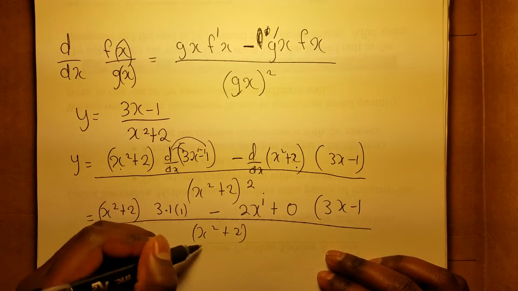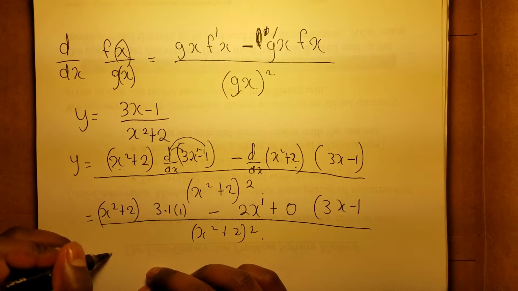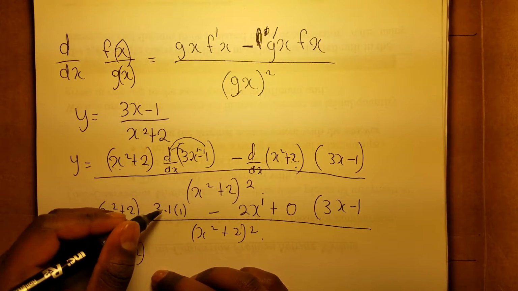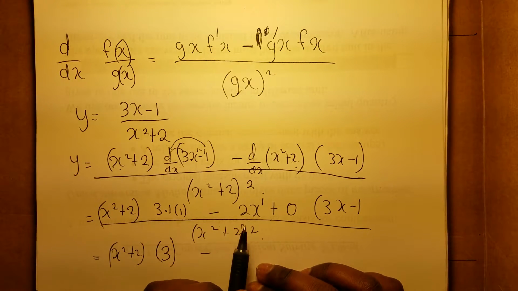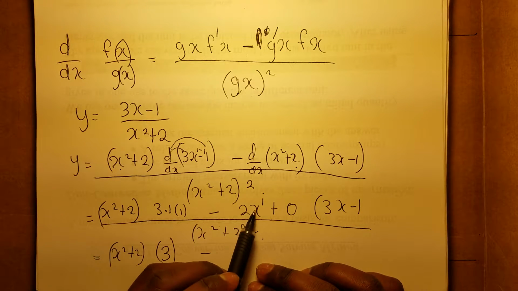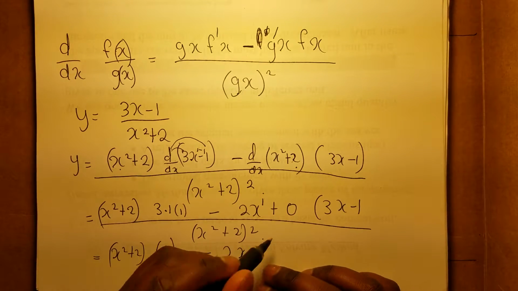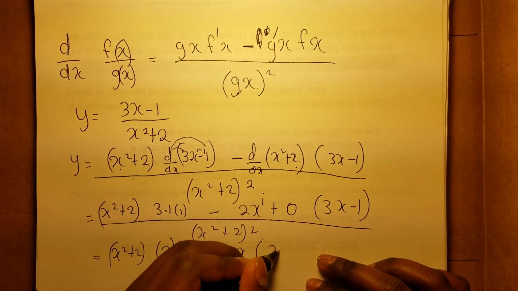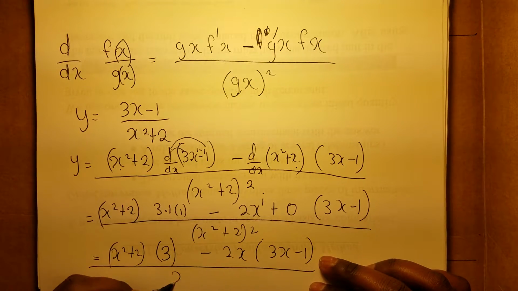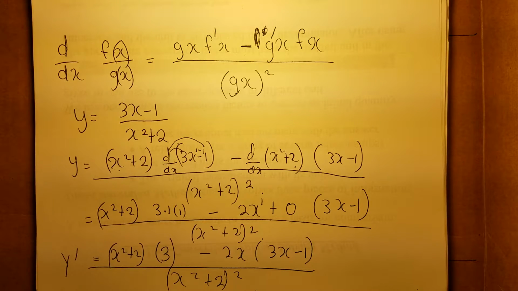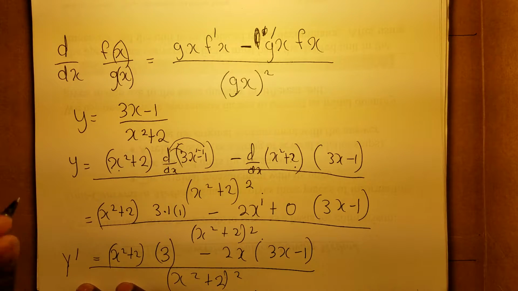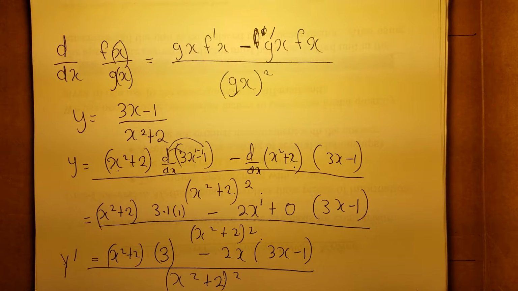x squared plus 2. So now you just clean this up a little bit. You get x squared plus 2, 3 by 1 is 3, minus 2x by 1 is 2x, and this multiplied by 3x minus 1, all divided by x squared plus 2 squared. And you could leave the answer like that. So the derivative of this function, y prime, would be this. You could leave your answer like that for the test.